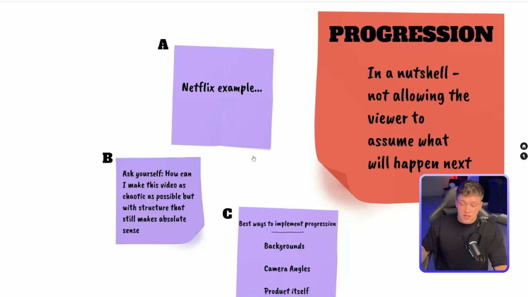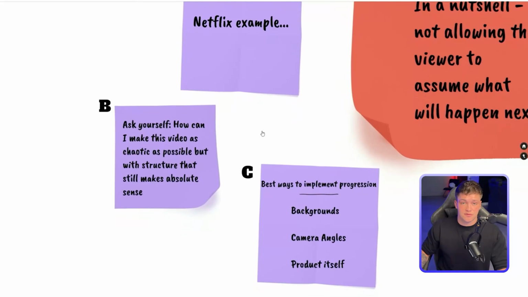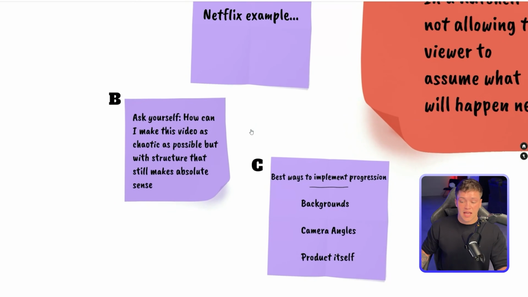Compared to good progression, which would be somebody who starts one clip with the angle here, and they're at a table. Then the next clip, maybe the angle is here, and they're at the same table. And then in the third clip, they're in an entirely different area with an entirely different background with the camera here. So basically, I want you to ask yourself, the next time you go to make a video, how can I make this video as chaotic as possible, but with structure that still makes absolute sense?